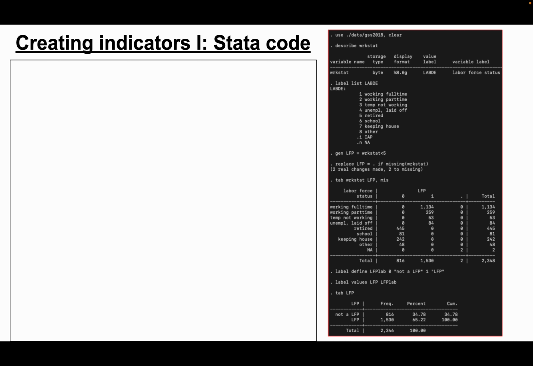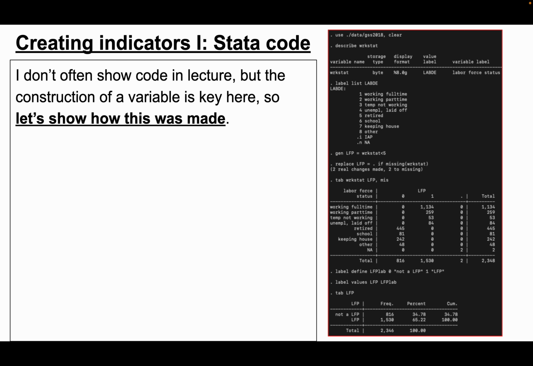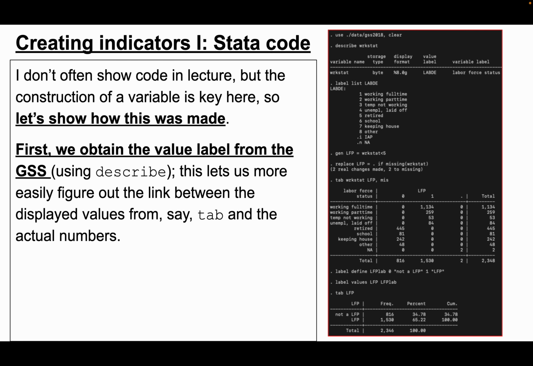So here we use the GSS 2018. And I pulled up a log file here. I don't often show code in lectures, but the construction of the variable is pretty key, so I want to show how we made that labor force participant variable. So our first step is to get the value label from the GSS, and we'll use the command describe for that. And you can see that describe prints the value label here. Confusingly, in this case, it's called labd, labeled DE. I'm not sure why. Usually in the GSS, it's the variable, but in all caps.